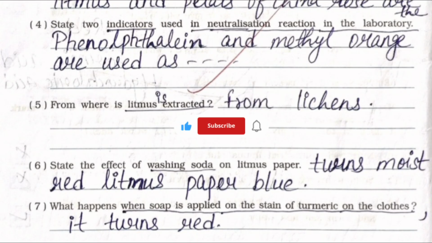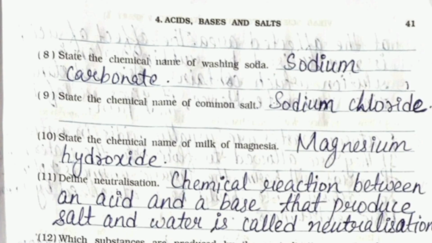Fifth, from where is litmus extracted? Litmus is extracted from lichens. Sixth, state the effect of washing soda on litmus paper. Washing soda turns moist red litmus paper blue. Seventh, what happens when soap is applied on the stain of turmeric on the clothes? When soap is applied on the stain of turmeric on the clothes, it turns red. 8. State the chemical name of washing soda. So it is sodium carbonate.